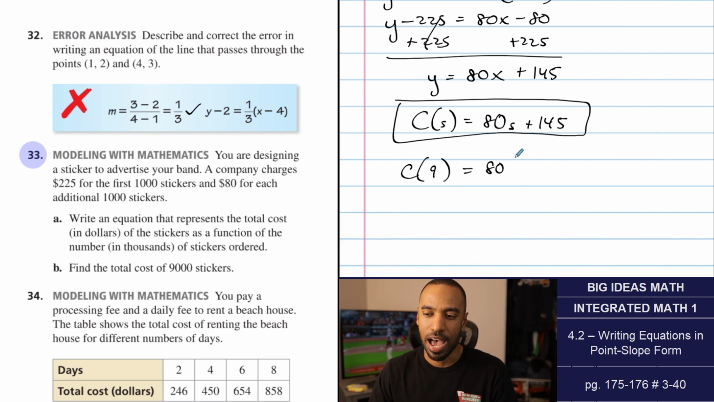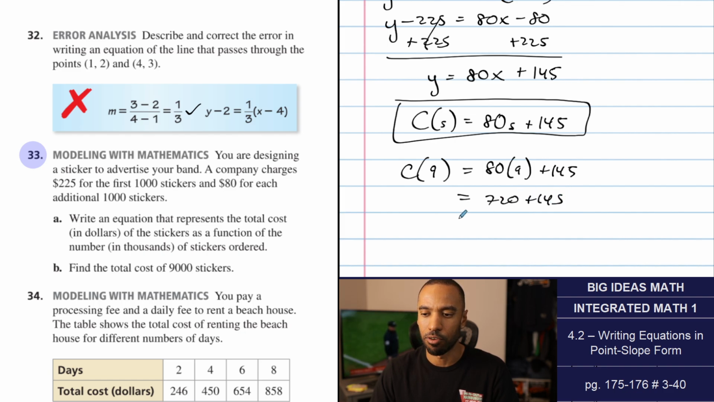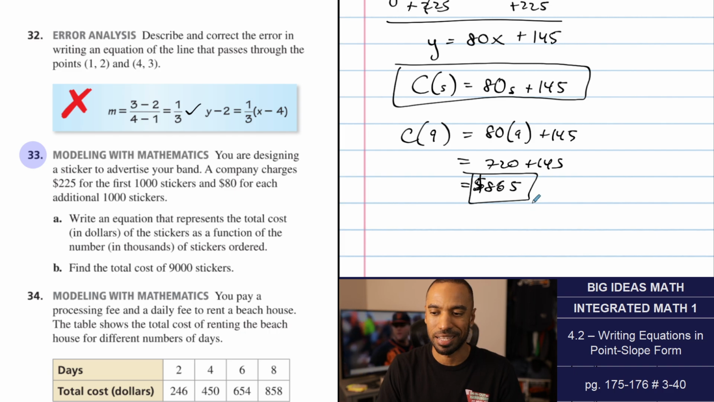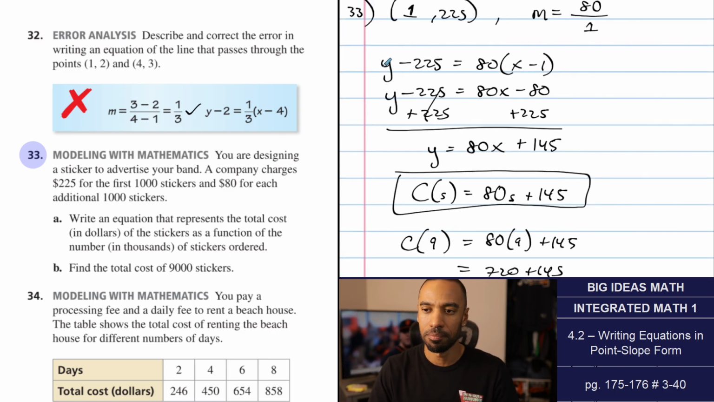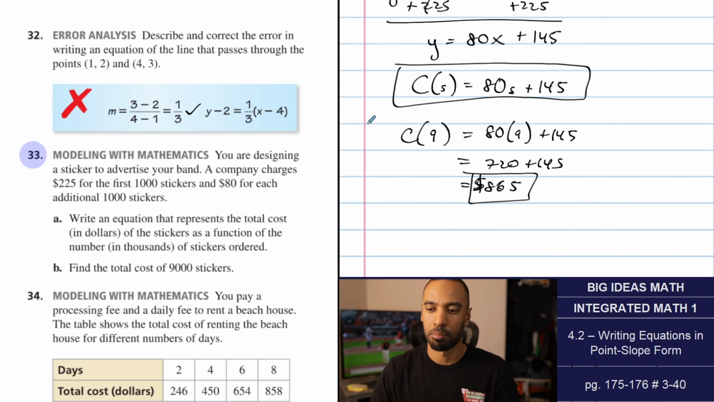So that's 80 times 9 plus 145, which is 720 plus 145, or $865. For 9,000 stickers, we're going to charge $865. So this was part A, and then we have here part B.